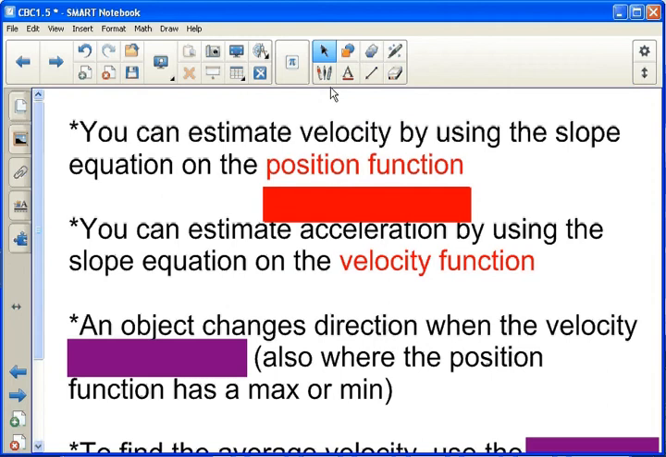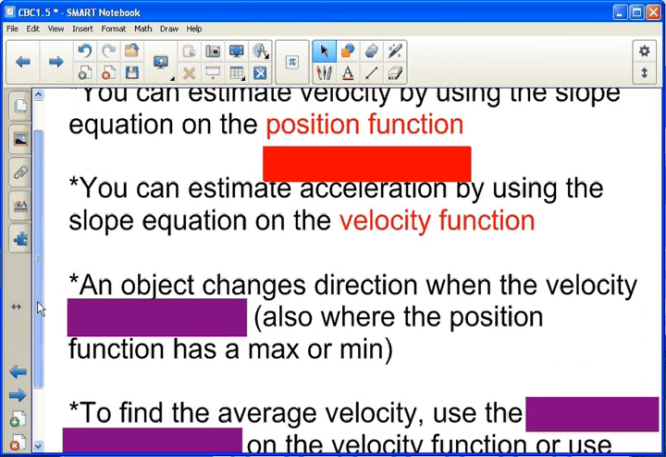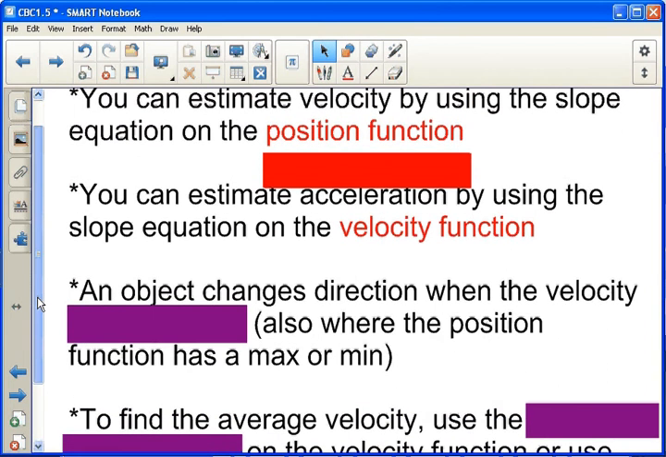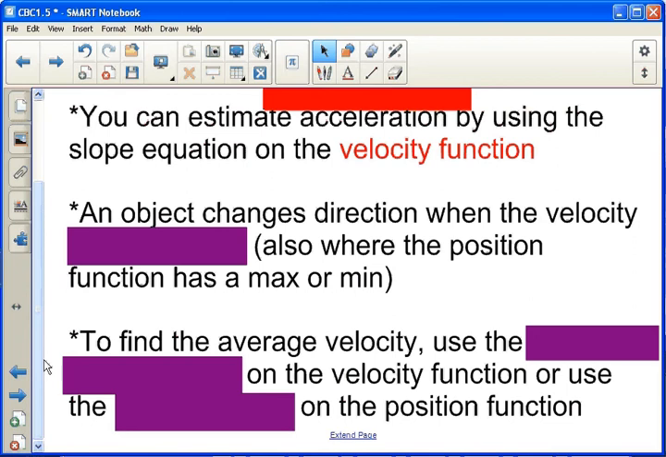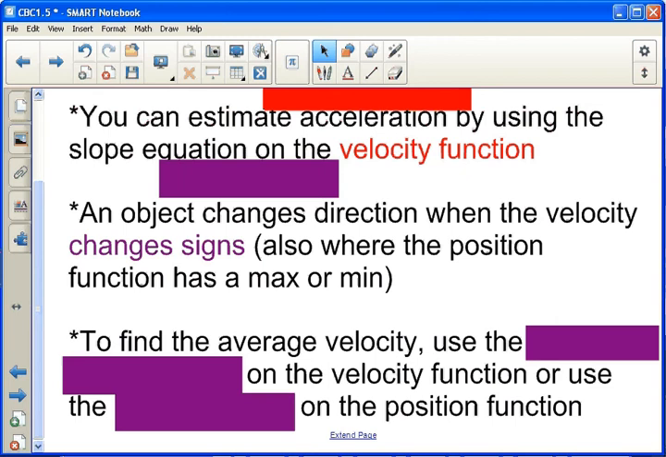Instead of taking the derivative, sometimes you may have to use the slope formula, just y2 minus y1 over x2 minus x1, in order to estimate the slope, which would be the velocity or the acceleration at a certain point. Okay, next, an object changes direction when the velocity equals 0 or changes signs.